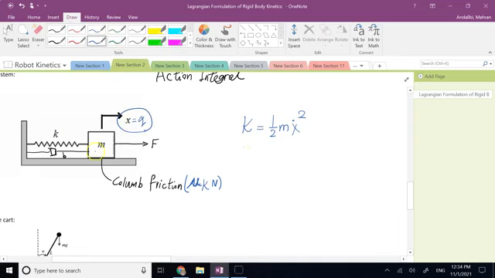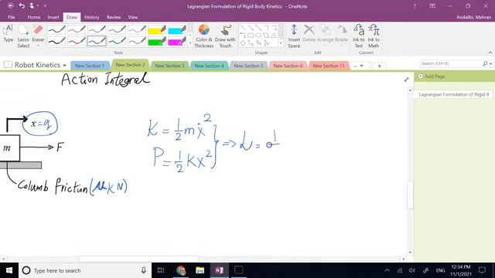Potential energy due to gravity you don't have because the object is moving horizontally. There is no delta y. The only potential energy is stored in the spring, so potential energy is going to be 1/2 k x squared. And from here, clearly your Lagrangian is going to be 1/2 m x dot squared minus 1/2 k x squared.